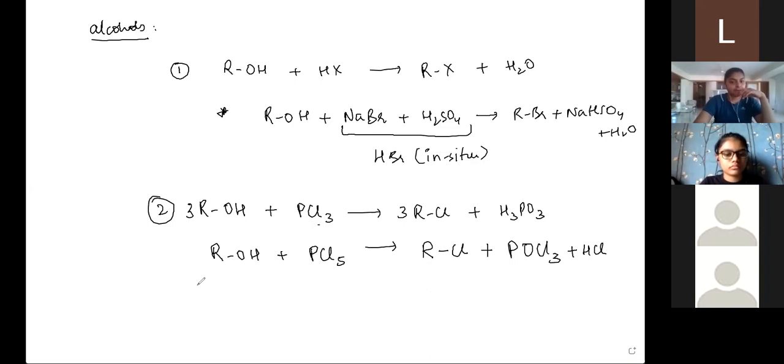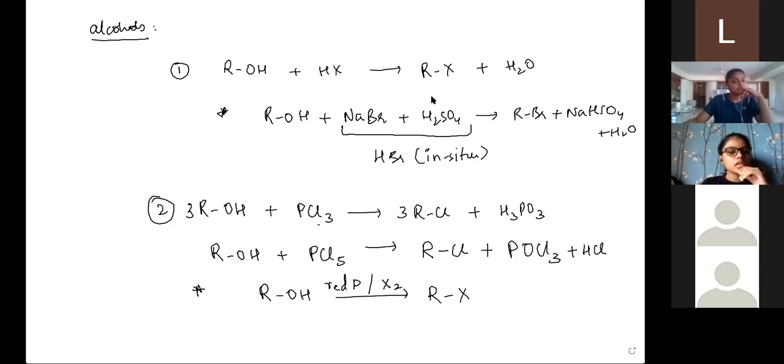And you have a special case where it's not a phosphorus halide, you're preparing the phosphorus halide in situ. The way to do it is heating with red phosphorus plus whatever halogen you want to substitute it with. So you get RX.